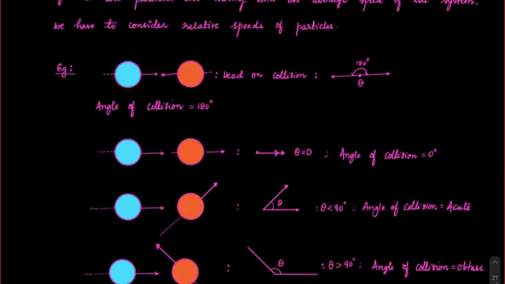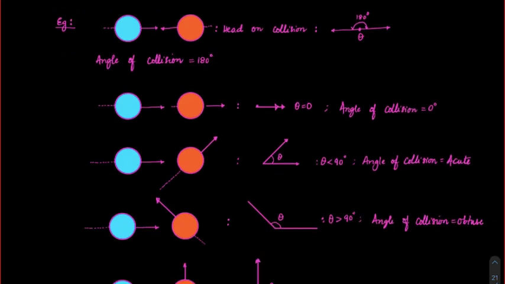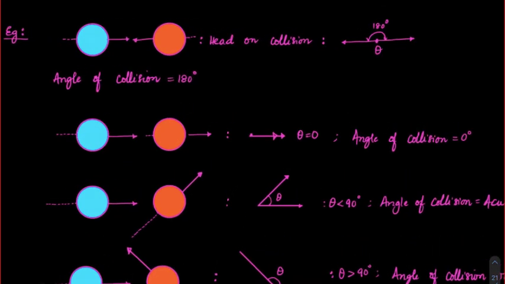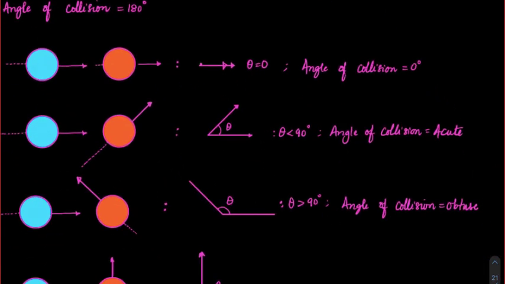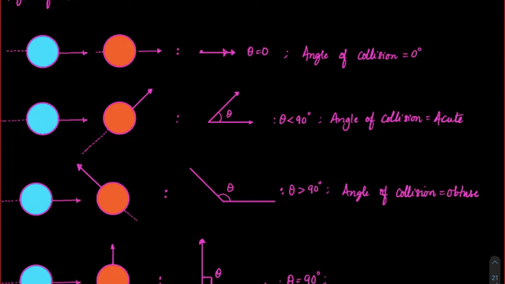See, what are the possible types of collisions you can imagine? Two particles may collide head on. If they are colliding head on, what is the angle of collision? It is like this vector and this vector added up against each other. So what is the angle between them? 180 degrees, correct? Next, if two particles are colliding and one is going this way, the other one is also going this way, what will be the angle here? The angle of collision would be equal to 0.